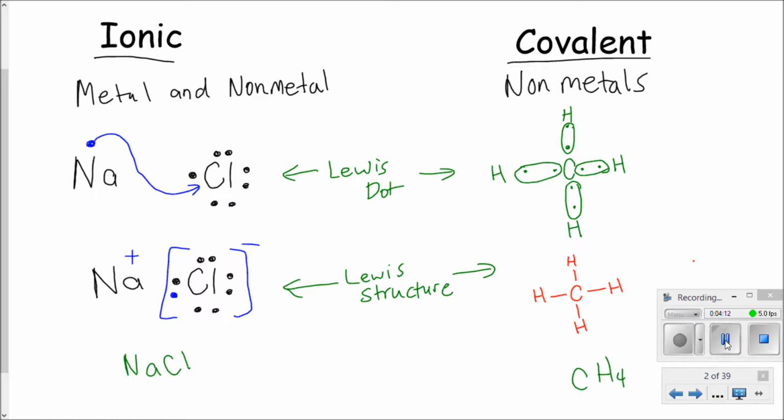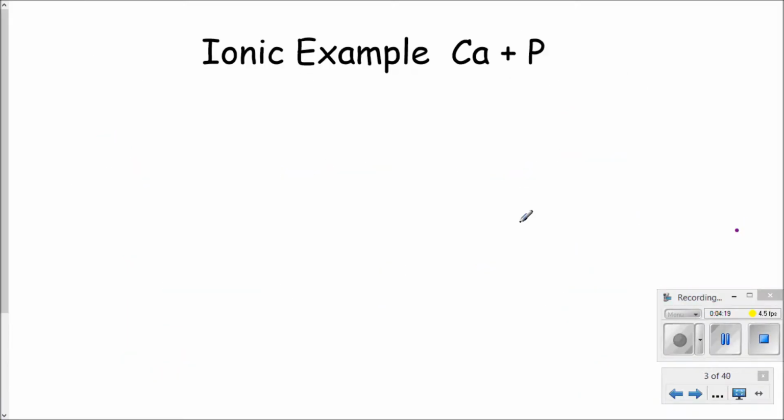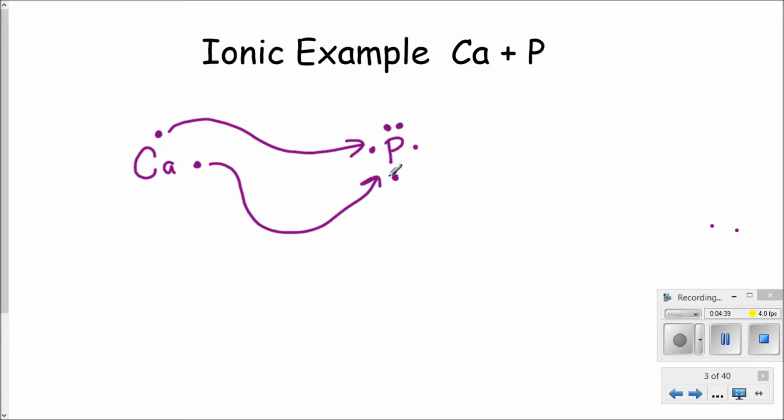Let's look at one more complicated example for ionic and maybe one for covalent really quickly. This is probably the most complicated example you can do for an ionic compound. It's between calcium and phosphorus. So we start by writing the atoms as Lewis dot diagrams. Calcium has 2 dots, phosphorus has 5. Calcium is a metal, so therefore it transfers its electrons to the nonmetal. You can see that calcium is now satisfied, phosphorus is not, so we need to add another calcium.